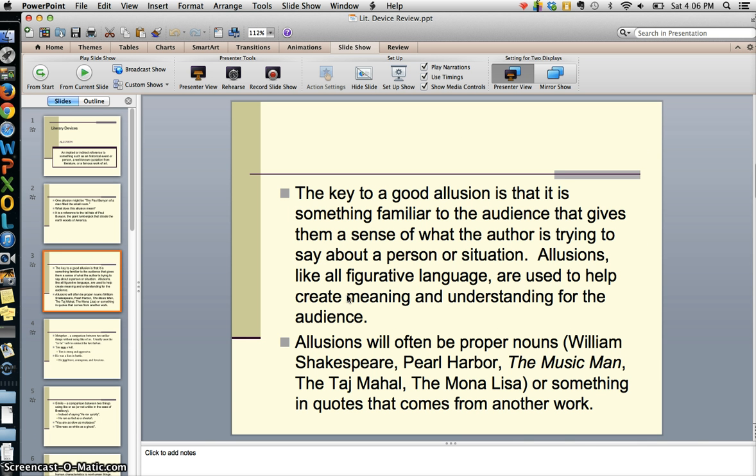So those are the six literary devices that we've talked about: allusion, metaphor, simile, personification, symbol, and foreshadowing.